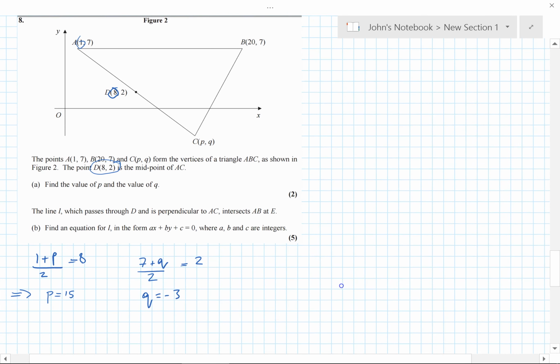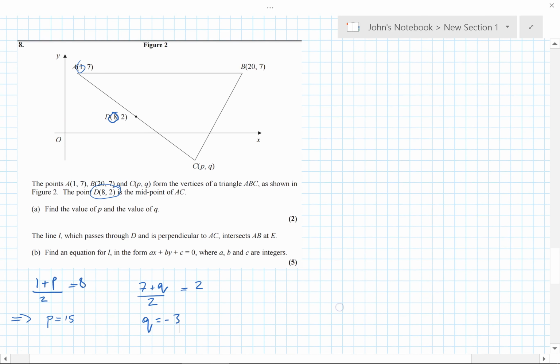Okay, so now let's talk about the next part. It says the line L passes through D and is perpendicular to AC. So it's perpendicular to AC, like that, and it intersects AB at the point E.